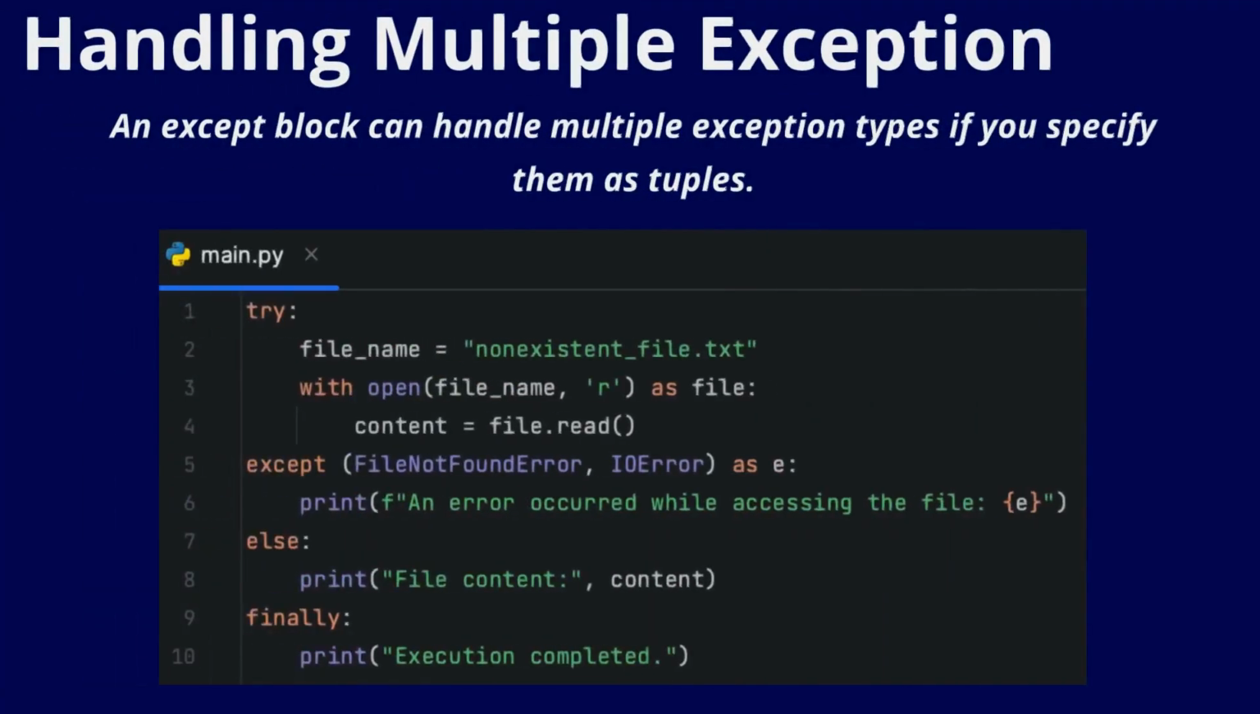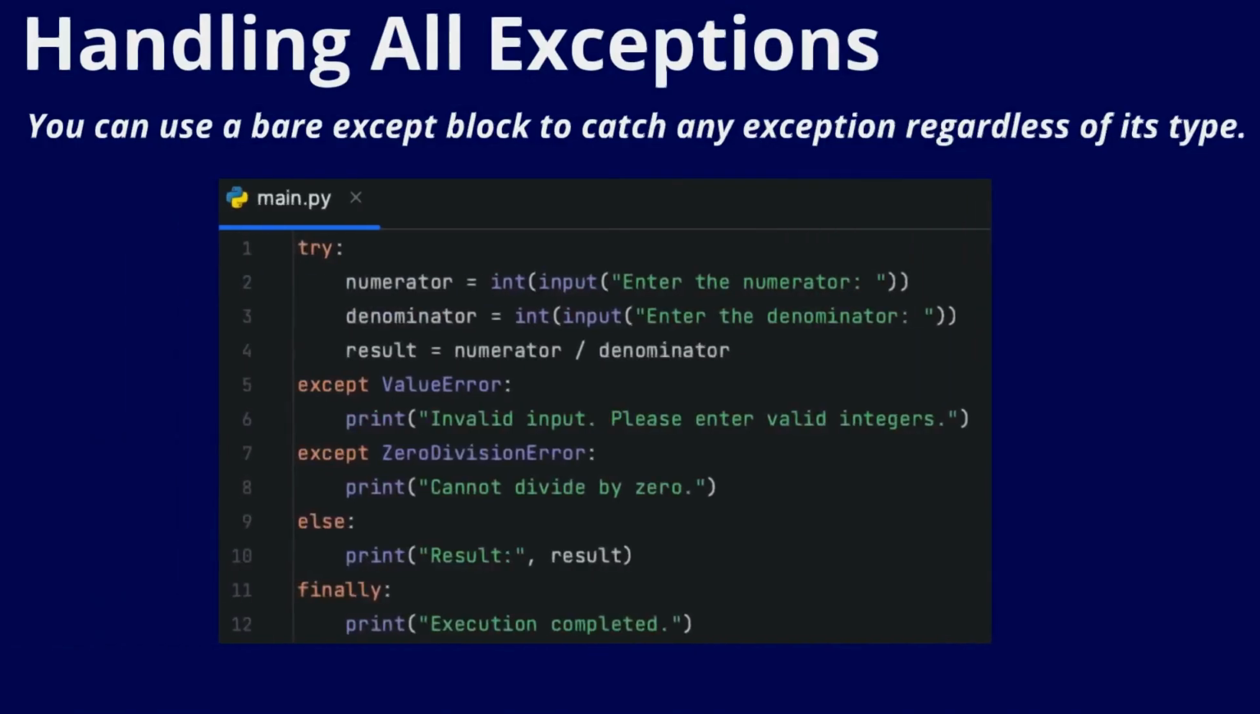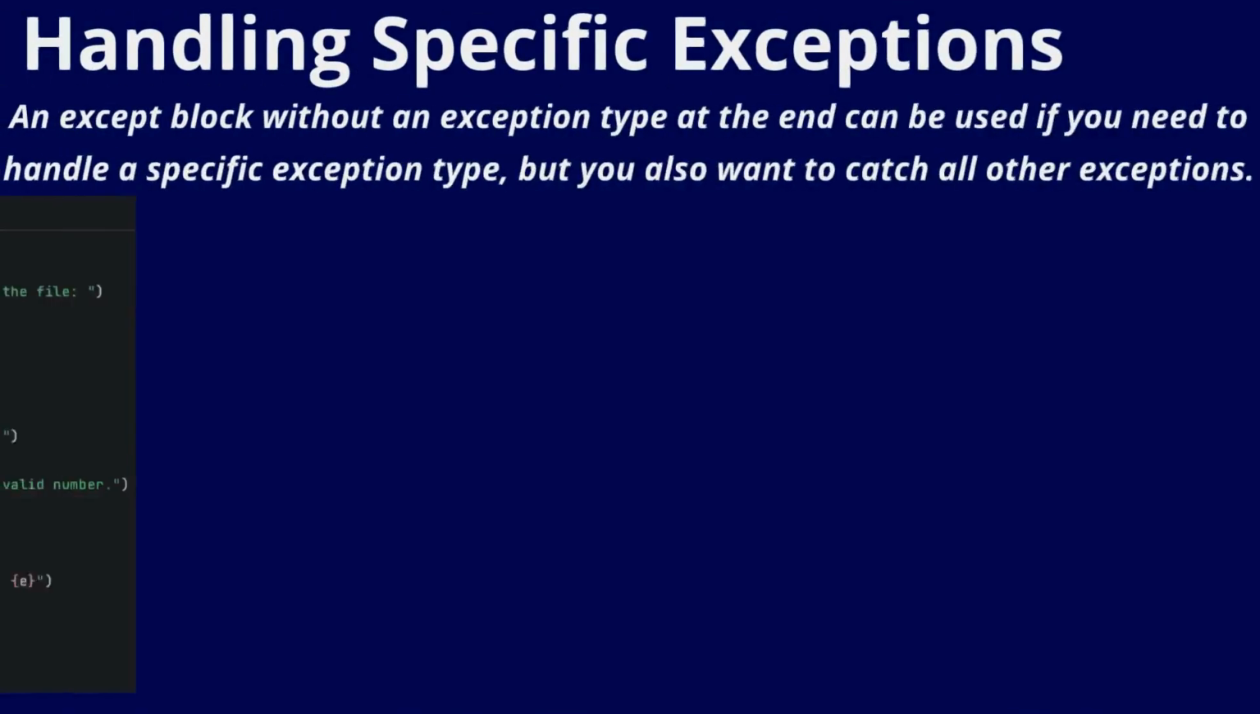Number 3, handling multiple exception types. An except block can handle multiple exception types if you specify them as tuples. Number 4, handling all exceptions. You can use a bare except block to catch any exception regardless of its type. To prevent unintentionally hiding errors or masking unexpected exceptions, it is generally recommended to be more specific about the exceptions you want to catch.